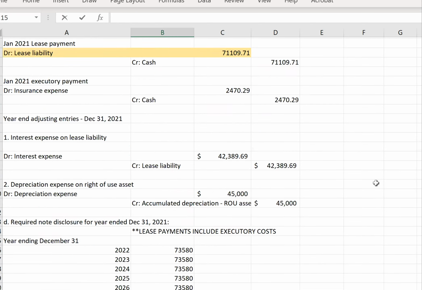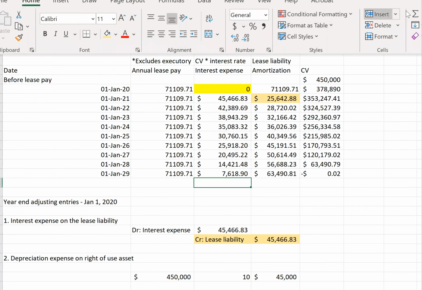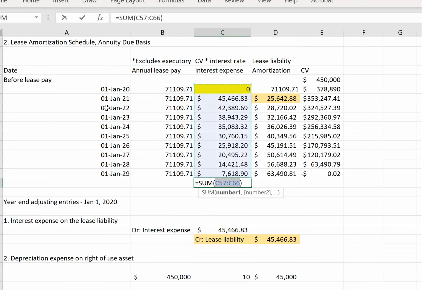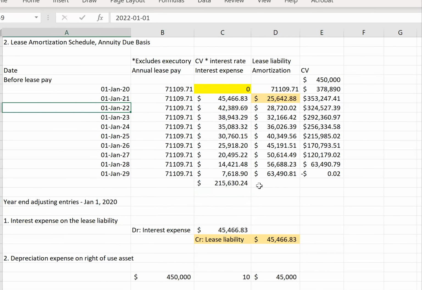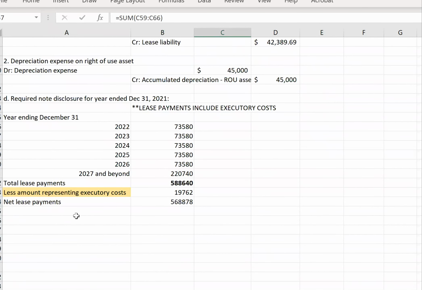Nope. 12% interest. What do we have here? So what's our total interest expense? 261. But because we're only looking from January 2022, it's 215,630. So our interest expense is going to come from this schedule. But we're only looking at January 22 because remember, this schedule in our notes is only for future lease payments, and we're starting it for January 2022. So 215,630 is going to be our interest expense.